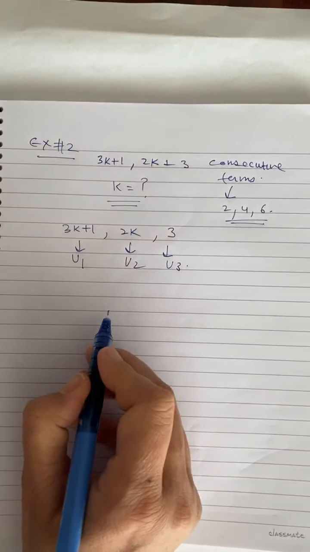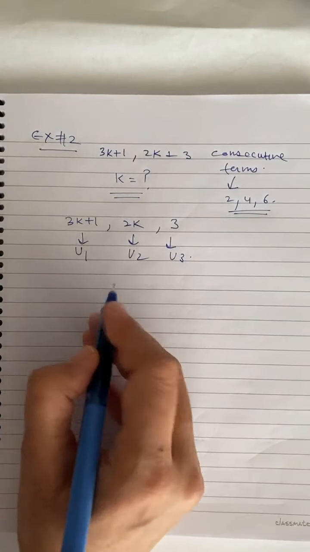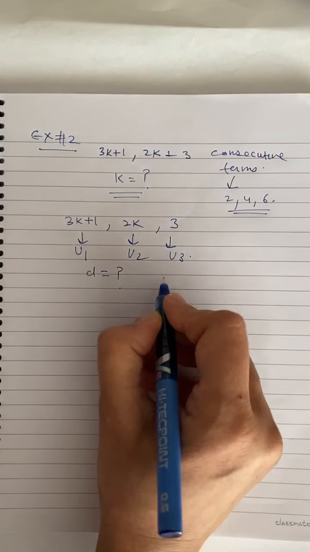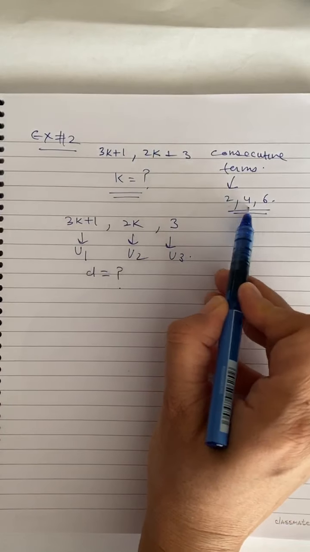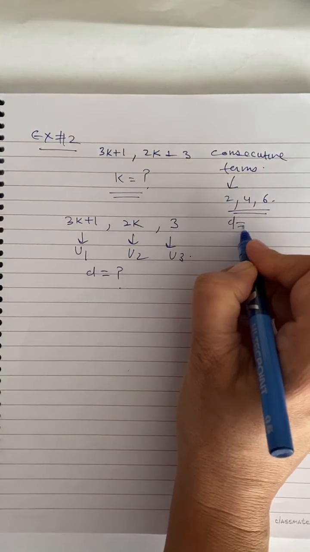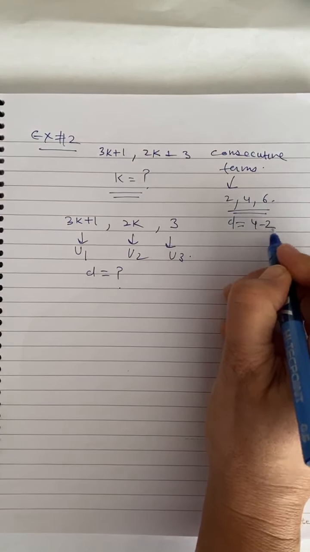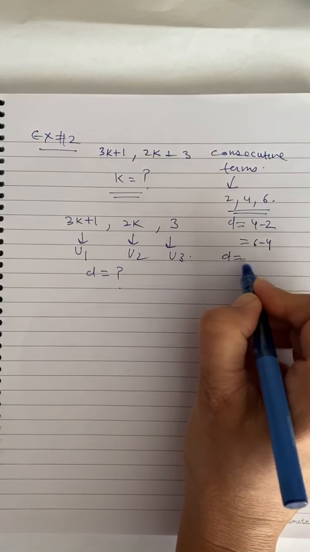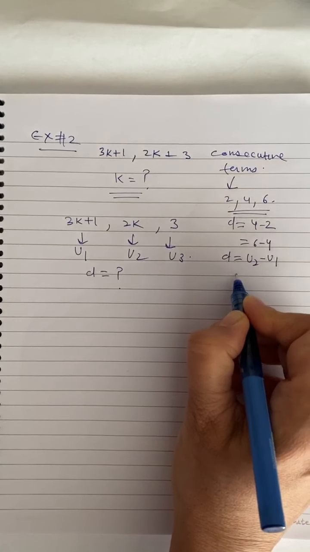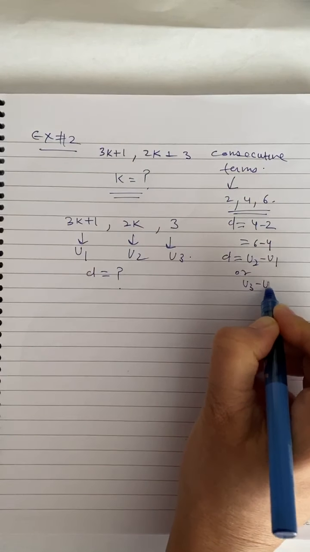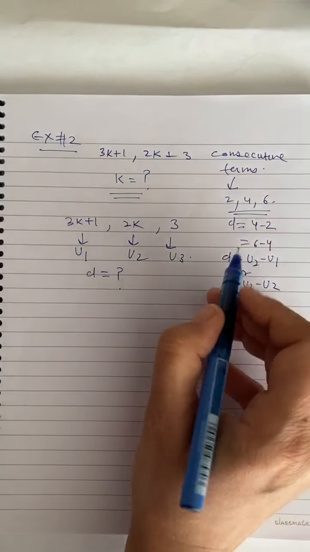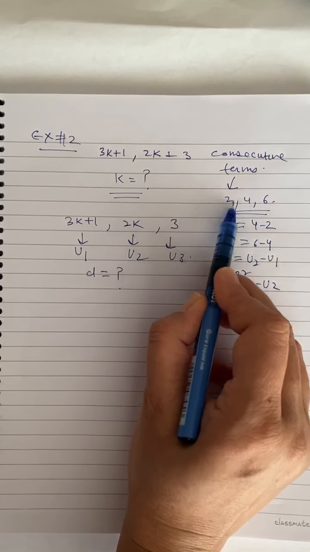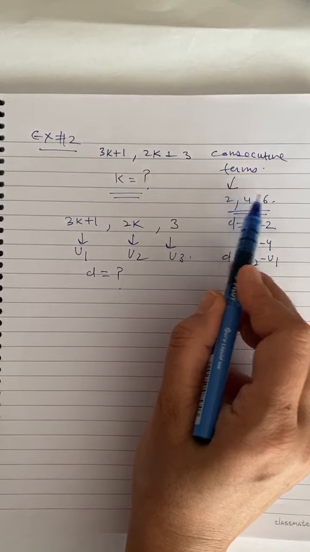Now we know that if it's an arithmetic progression, then we should have a common difference. Now how do we find the common difference? If you remember, for 2, 4, 6, to find d, what will you do? 4 minus 2 and 6 minus 4. So to find d, it is u2 minus u1 or u3 minus u2. So we are always subtracting the previous term from the next term.